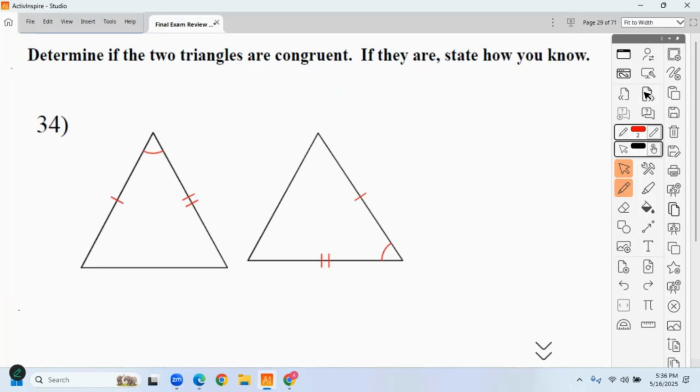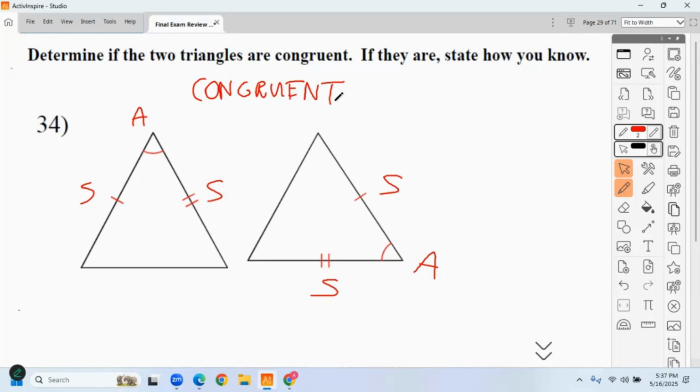Let's see what we got. Side, angle, side. Let's check this over. See, do we get the same thing? Side, angle, side. Yep. Congruent by side, angle, side.